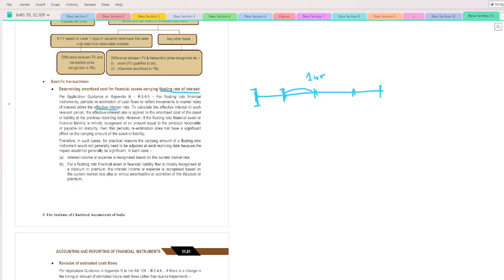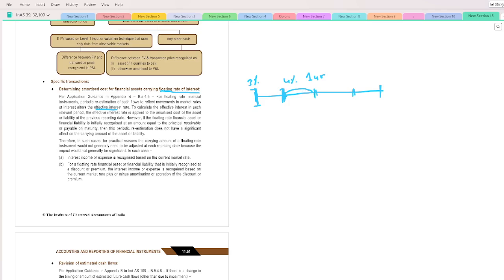Because why? Suppose when you're standing here, your interest rate is say 3%. So this 3% is for your one quarter only. When you reach the end of that quarter, whatever the interest rate is in the market for the next quarter, say 4%, that interest rate you need to take.